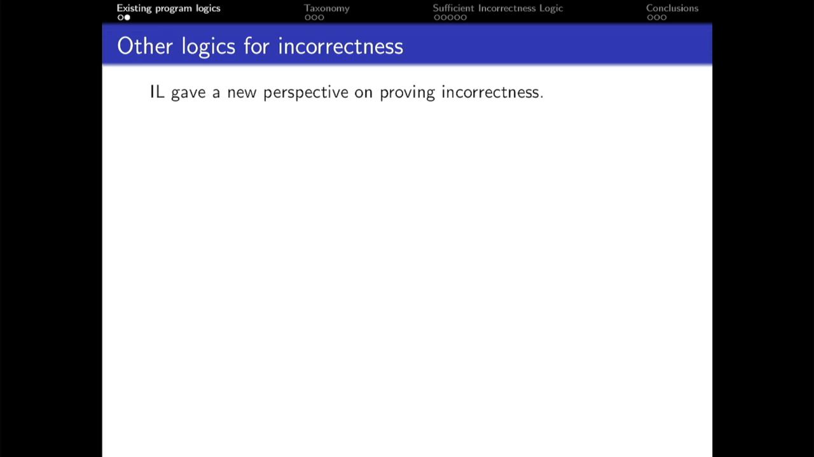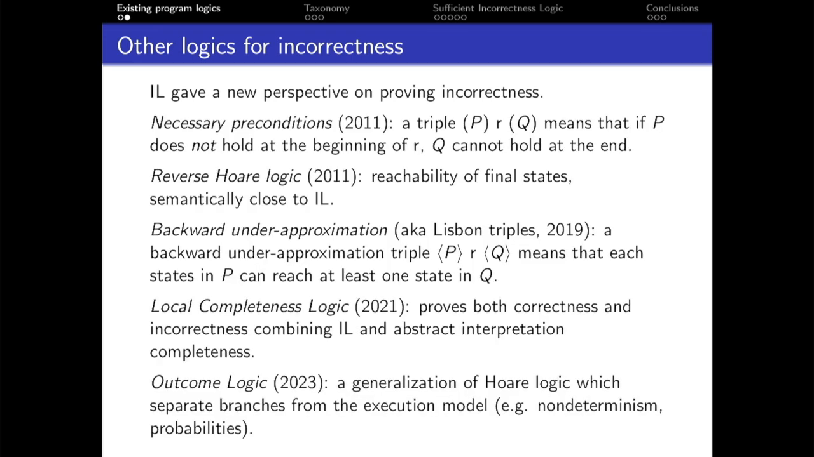So, incorrectness logic gave a new perspective of program incorrectness, but as I said, there were many works on program correctness before, and there have been many works on program incorrectness after. Here there are some. For instance, here we have the backward under-approximation that he mentioned, that has a very interesting meaning. A backward under-approximation triple of P, R, Q means that any state, each and every state in P, has an execution leading to a state in Q.